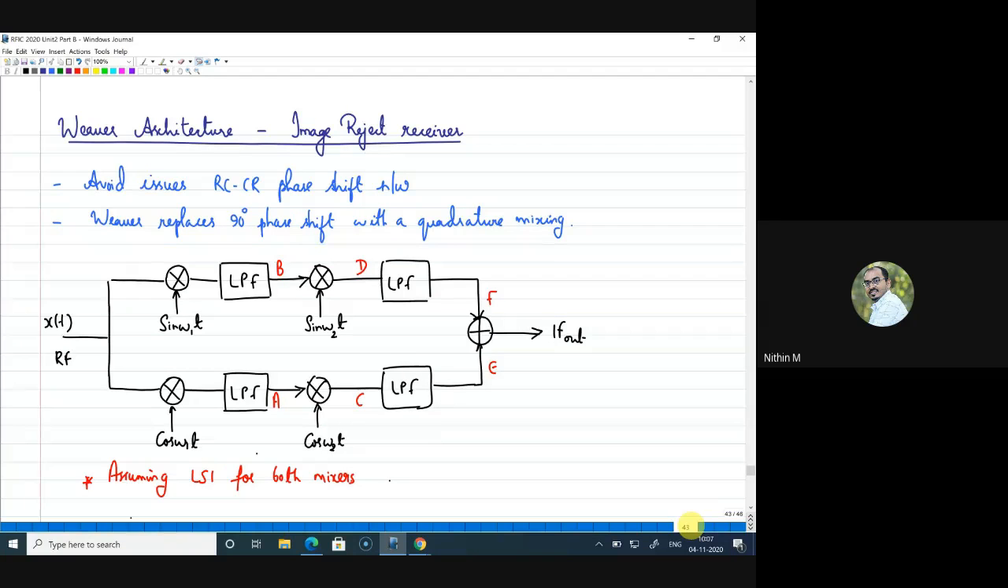For mathematical analysis, we are supposed to look at the signal and the image components at various points in the architecture. So we have to write the signal and image at points A, B, C, and D, and then after filtering at E and F, and we have to see how the intermediate frequency can be generated by cancelling images and by adding the signal component. So we'll start our class by writing the components at A, B, C, D, E, and F, and then we'll write the intermediate frequency component.